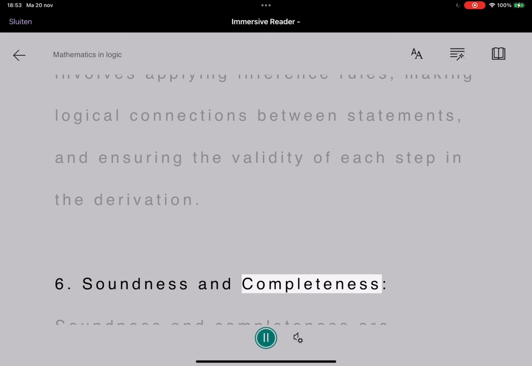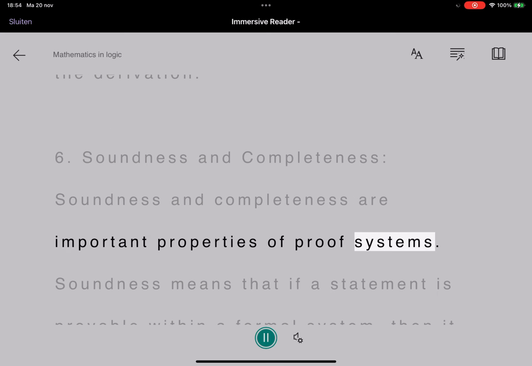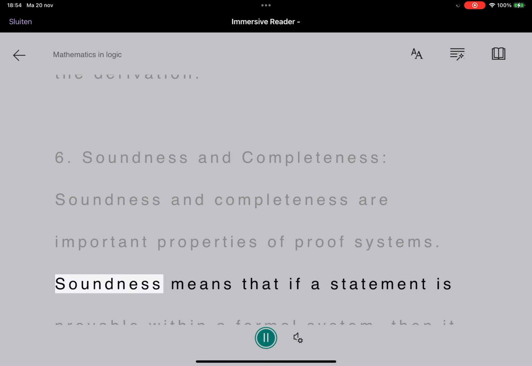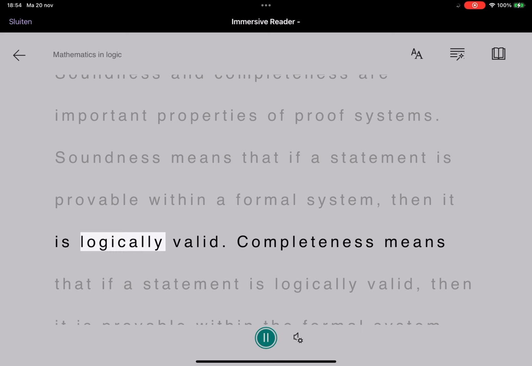6. Soundness and completeness. Soundness and completeness are important properties of proof systems. Soundness means that if a statement is provable within a formal system, then it is logically valid.